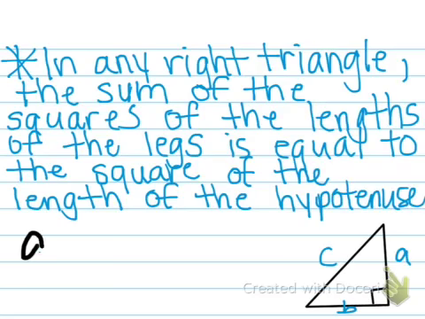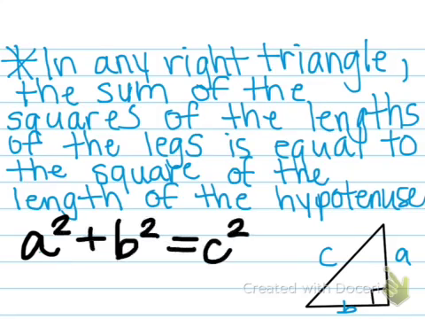This can be written a squared plus b squared equals c squared, because in our triangle our two legs are a and b and the hypotenuse will be c. And what the Pythagorean theorem tells us is that the leg a squared plus the leg b squared is going to equal the hypotenuse c squared.